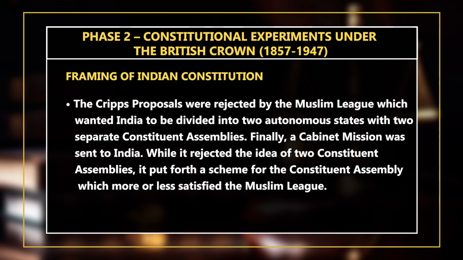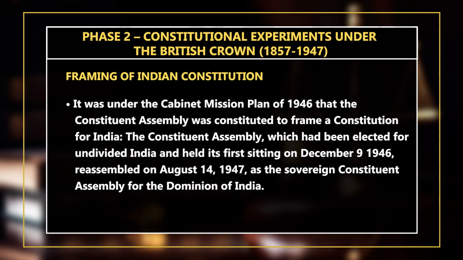While it rejected the idea of 2 constituent assemblies, it put forth a scheme for the Constituent Assembly which more or less satisfied the Muslim League. It was under the Cabinet Mission Plan of 1946 that the Constituent Assembly was constituted to frame a constitution for India. The Constituent Assembly, which had been elected for undivided India and held its first sitting on December 9, 1946, reassembled on 14th August 1947 as Sovereign Constituent Assembly for the Dominion of India.